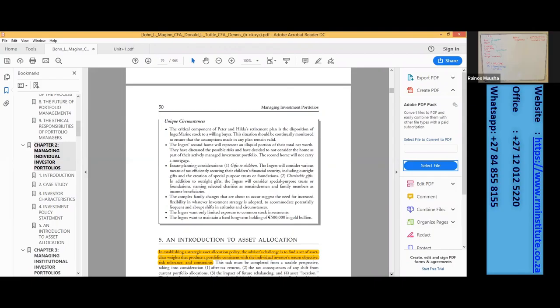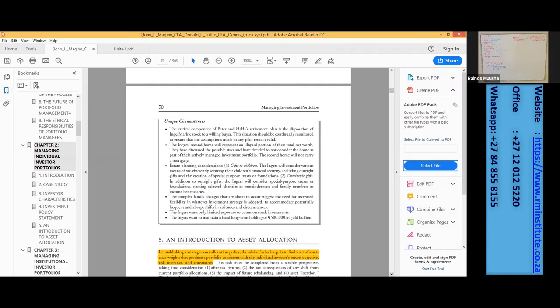The third one is they have to take into account the estate planning consideration, where they say the gift to the children, that is, the Ingas will consider various means of tax efficiently securing the children's financial security, including outright gifts and creation of special purpose trusts and foundations, charitable gifts. In addition to outright gifts, the Ingas will consider special purpose trusts or foundations, naming selected charities and family members as income beneficiaries as well.